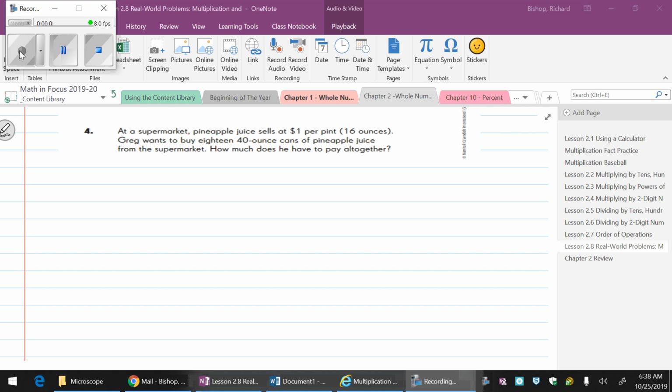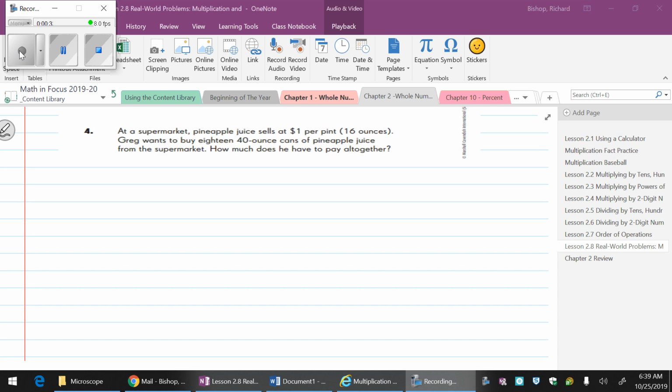Okay, another tricky problem. You're going to see that a lot of them are tricky, but keep working at your strategies here. At a supermarket, pineapple juice sells at $1 per pint, which is, in parentheses, 16 ounces. So 1 pint is 16 ounces. Greg wants to buy 18 40-ounce cans of pineapple juice from the supermarket. How much does he have to pay altogether?